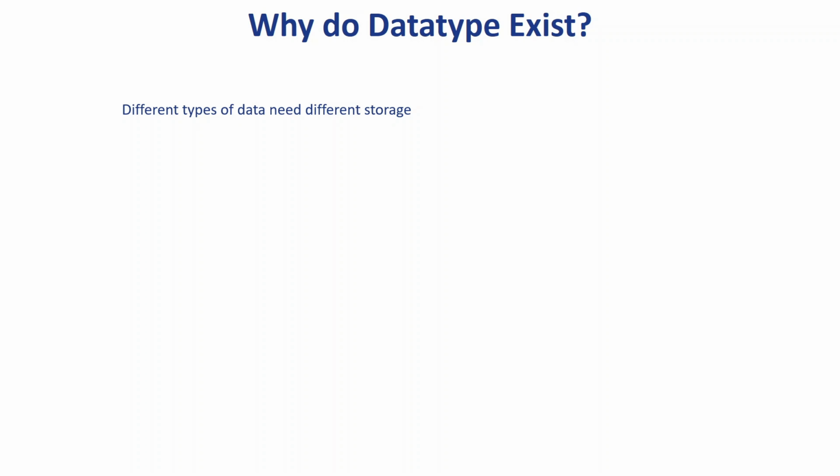Different types of data need different storage. So can we store age, name and login status in the same type? No, right? Because they are different kinds of data. Suppose we want to store age, so we will store it in an integer. Suppose we want to store a name, it's a string, so we store it in a string. Suppose we want to store a true false value, then we store that in the boolean data type.